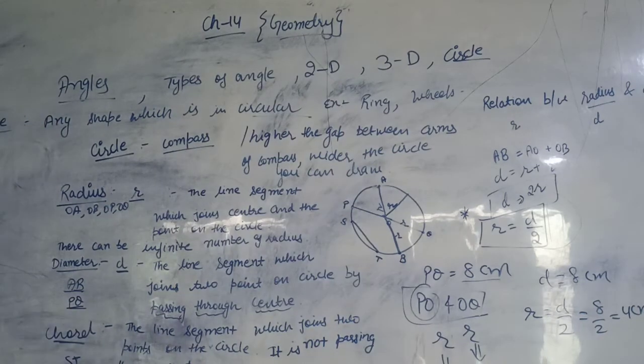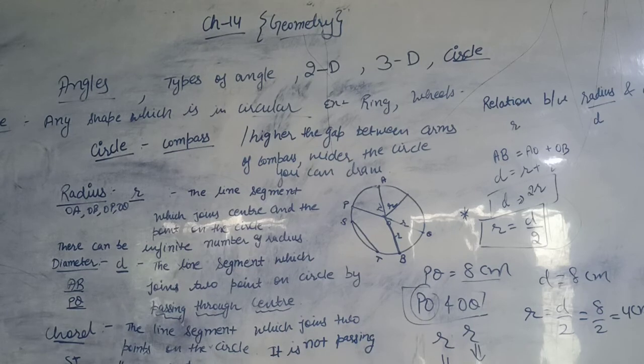Clear? So if anyone gives the diameter, you can find the radius, and if anyone gives the radius of the circle, you can find the diameter, because diameter is twice the radius. You have to just multiply with 2.